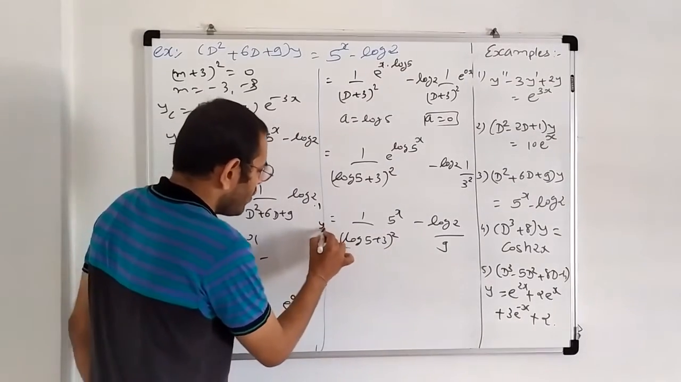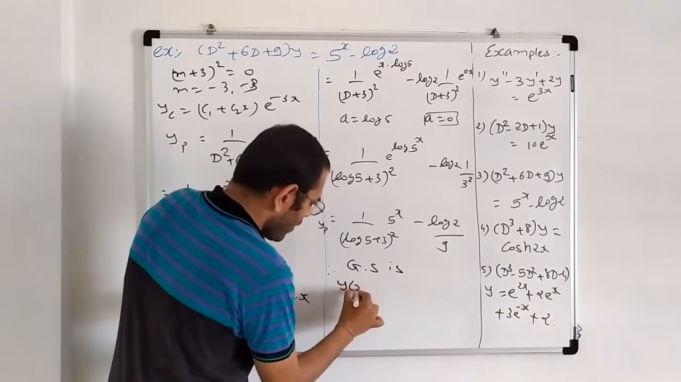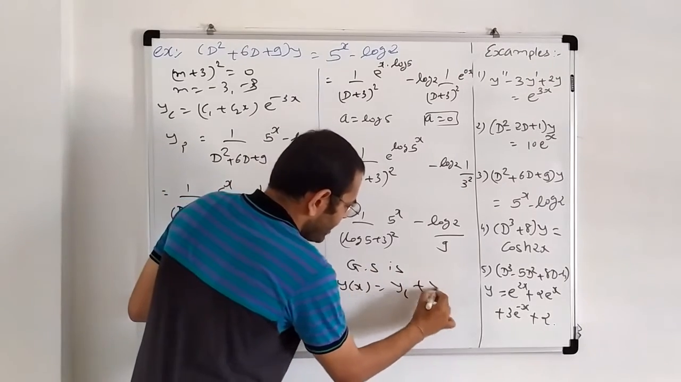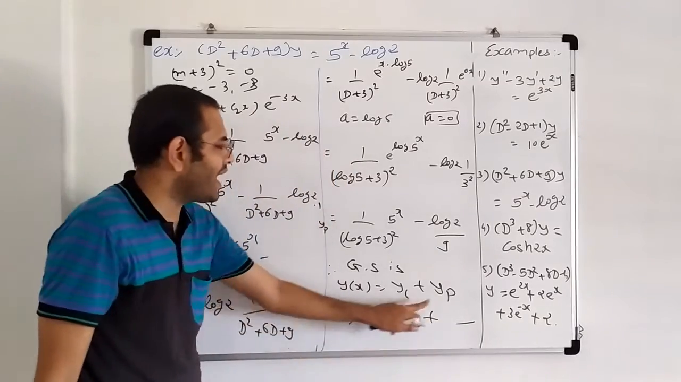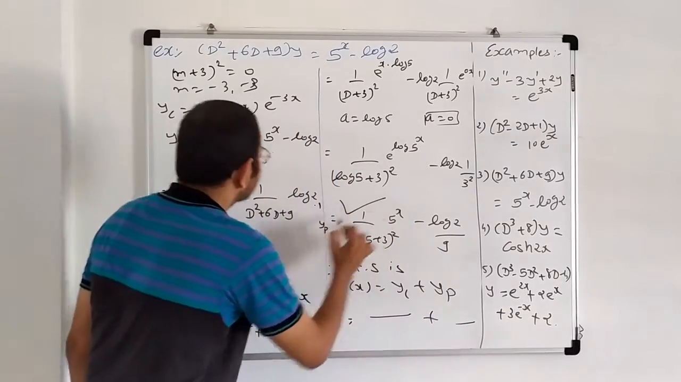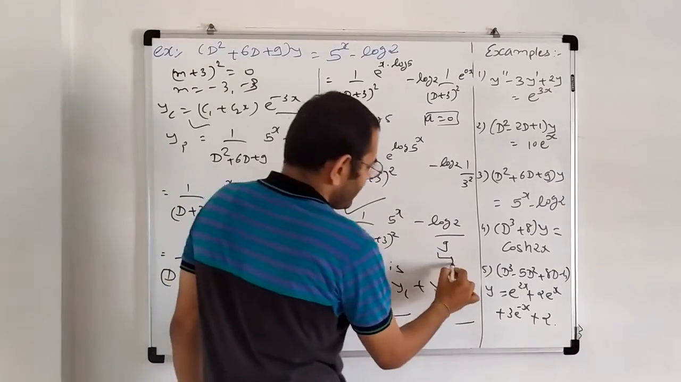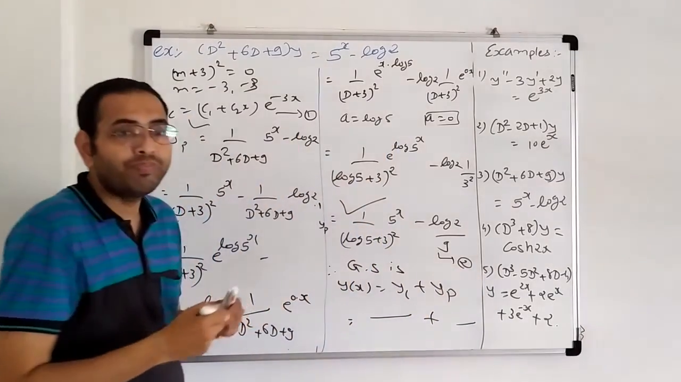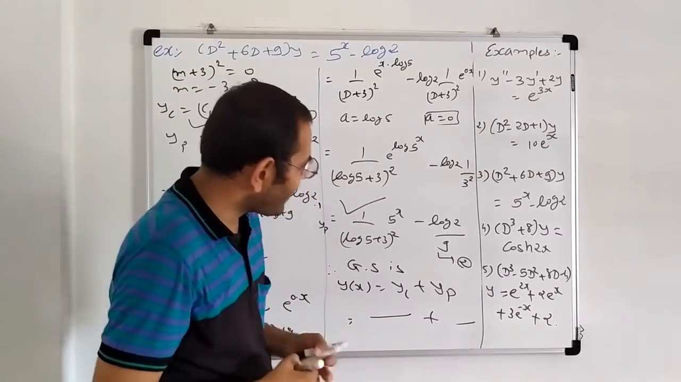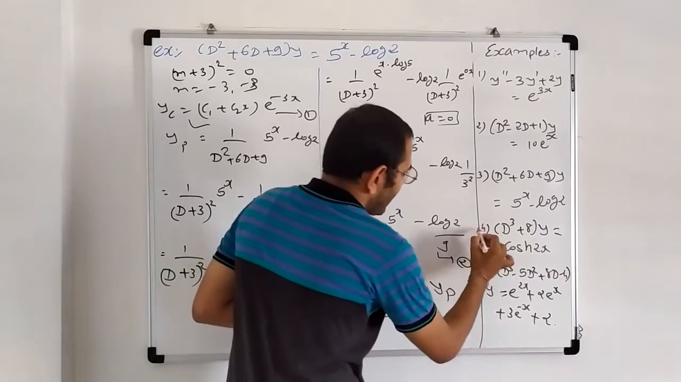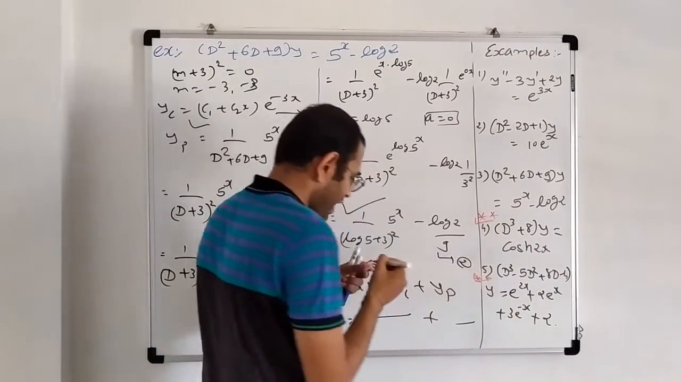That is our yp. Then the general solution is y of x equal to yc plus yp. Substitute the values of yc and yp. Yp is this value, yc is equation number 1, and this is our equation number 2. Does everyone understand or not? Okay.